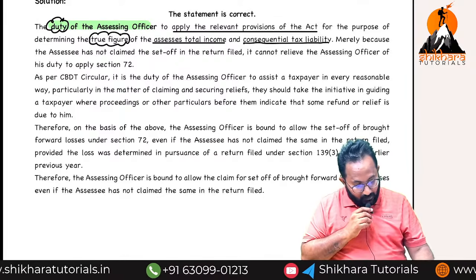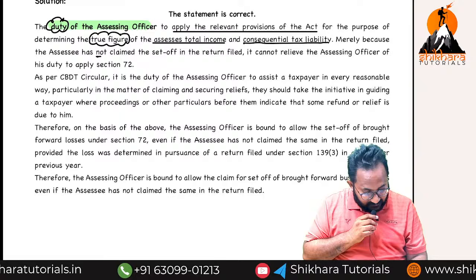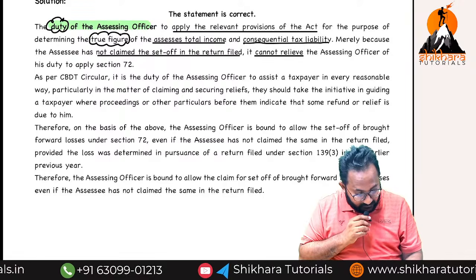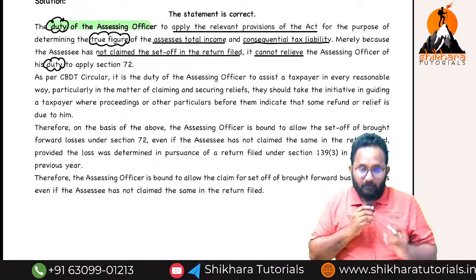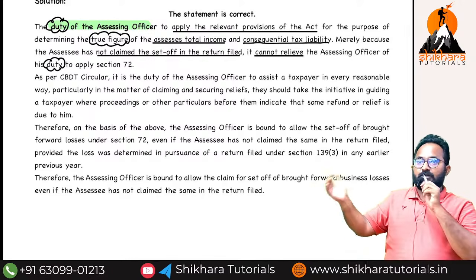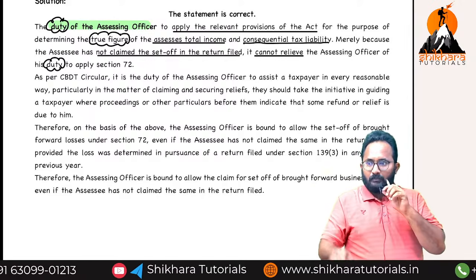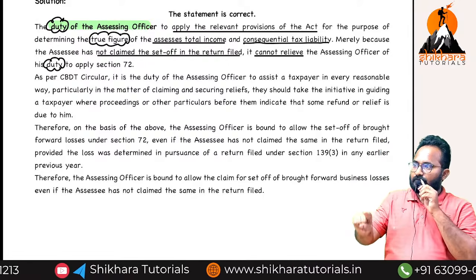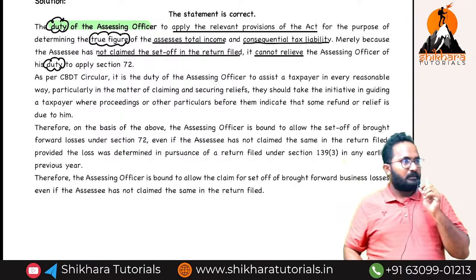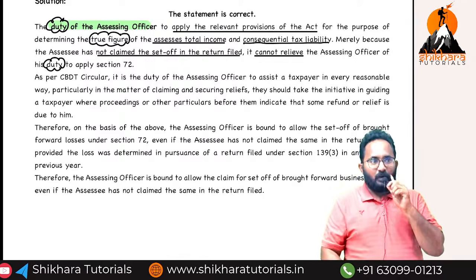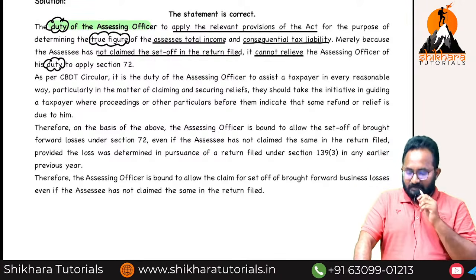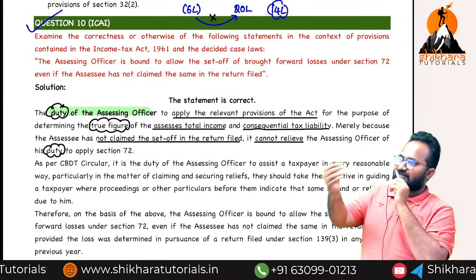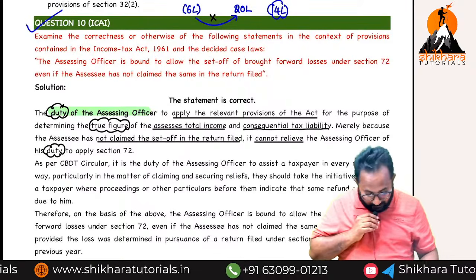Remember, because the assessee did not claim the set off of the losses in the return, it cannot relieve the assessing officer of his duty. So if the assessee forgot to claim, no problem. You have to apply your duty properly. What is the duty? You can give the loss that he did not claim in the return. That means the AO is also working for our side only. Remember this fact for this question. For the remaining questions, we will always think in the reverse way. Sir, this is a duty given.